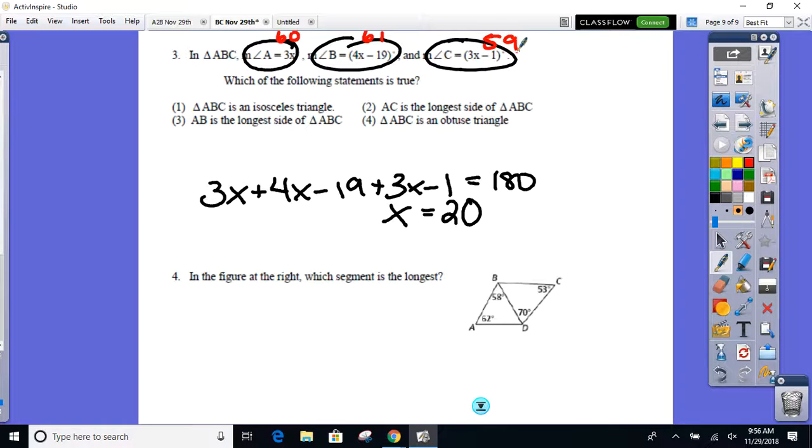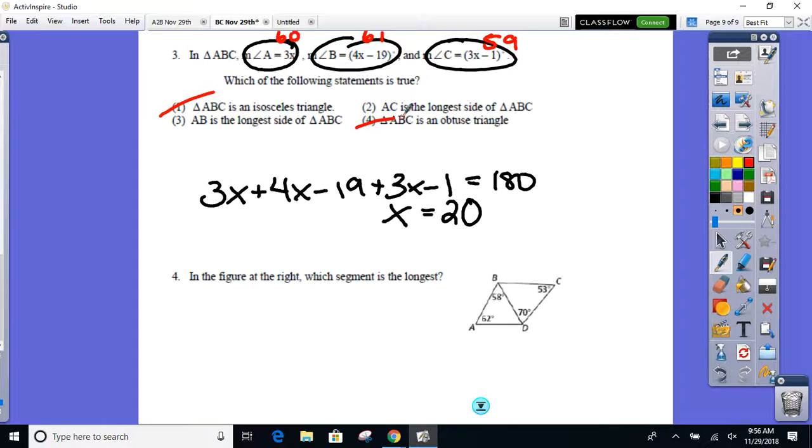Let me know, why is it not isosceles? I need 2 angles, and all 3 of them are different. Tell me why the triangle's not obtuse. No angle is bigger than 90 degrees.